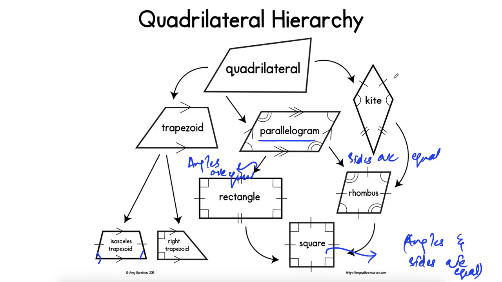There is another type of quadrilateral, which is the kite, and you won't need to know the properties of the kite with respect to the exam.